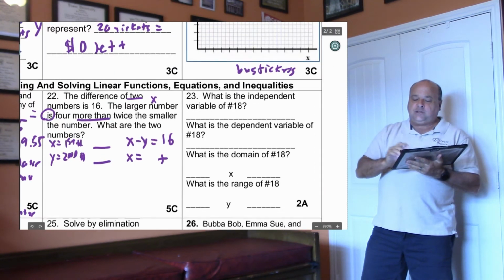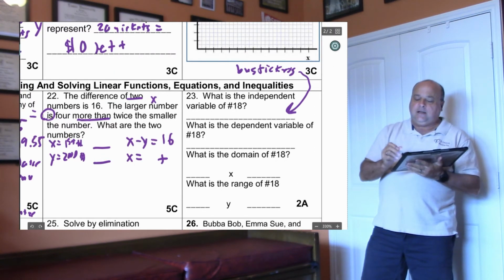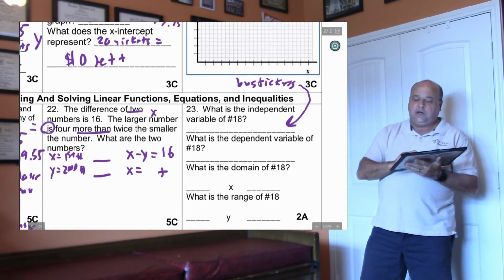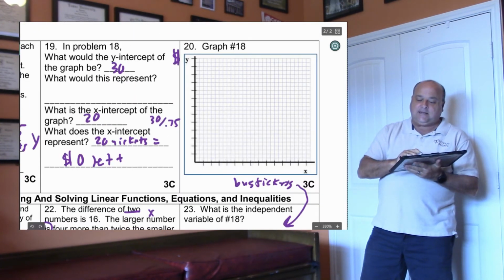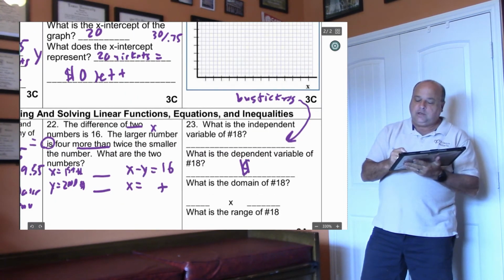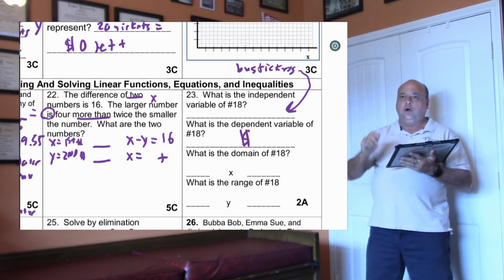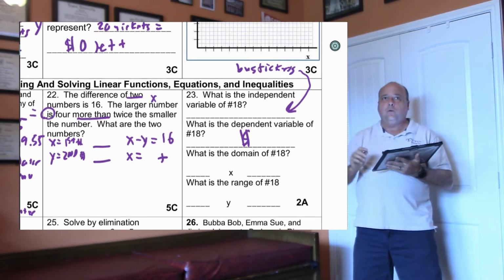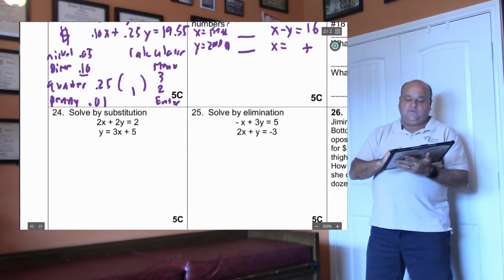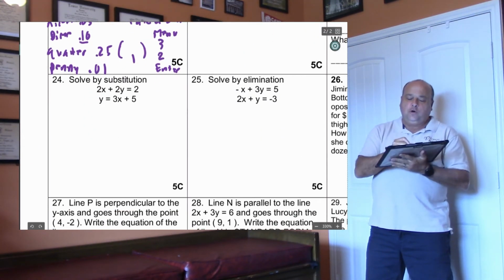Okay, 23. You should be able to do this. Remember, your x-axis labeled is your independent variable. Your y-axis label, the money, is your dependent variable, okay? Your domain, you should be able to figure out your domain and range. That's where it goes on the x and y-axis.